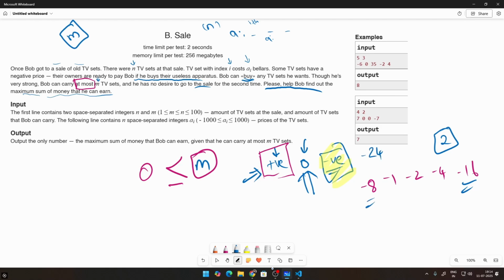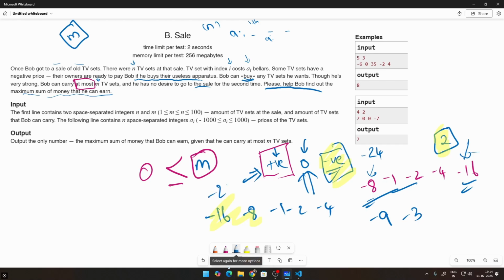Now, if we just iterate through this list and take any negative value TV, maybe the first 2, then the value will be -9. Maybe the second 2, then it'll be -3. So the optimum combination here would be the least value and then the second least value. If I sort this list, I will get something like -16, -8, -1, -2, -4, correct? And I'm going to take the first 2 TVs since I can only carry at most 2 TVs. Therefore, my profit will be 24 here.